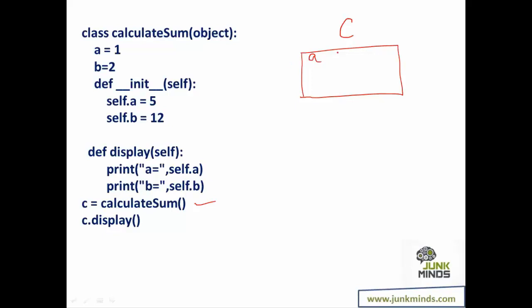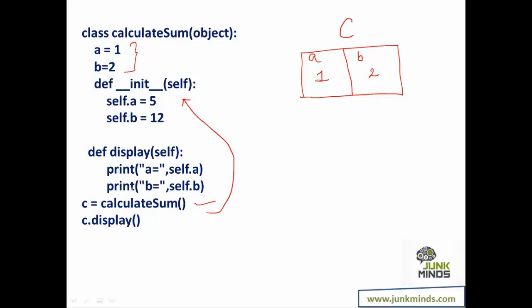Inside it, the value of a is 1 and the value of b is 2. Why did it become 1 and 2? Because that is what we've created over here. But what happens is, when I create this object, this method initialize will get executed automatically.